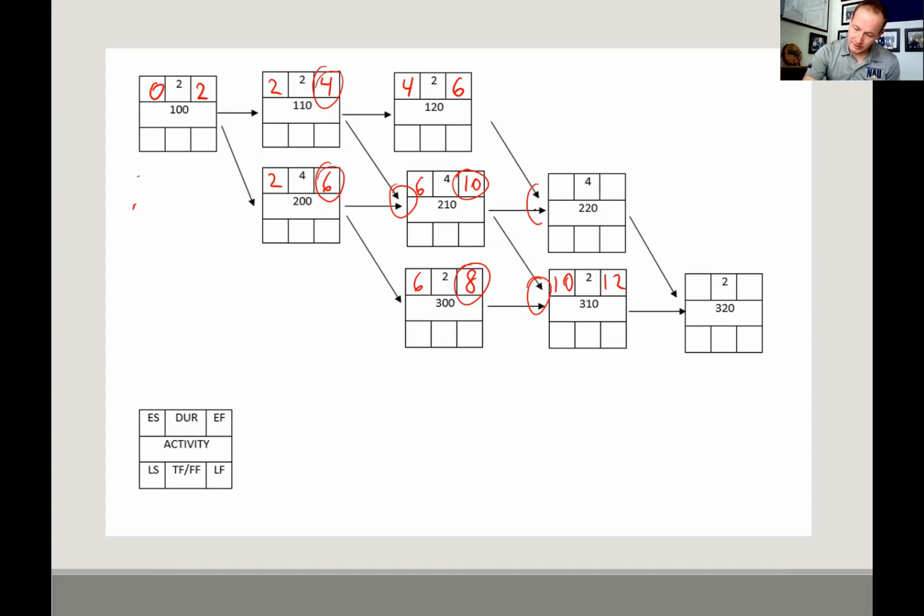We've got 2 coming into here, so we're going to look at both of these, and we're going to take the larger, so we've got 10, and that's going to be 14. And we've got 2 coming into here, so we're going to look at both of these. We're going to take our larger, and we're going to make this 16. So our final day of the project, our final duration of the project is 16.